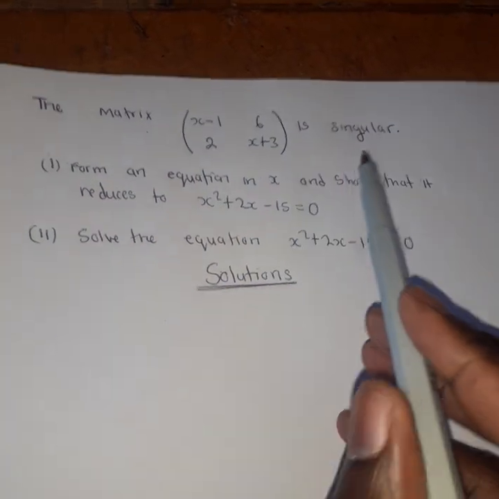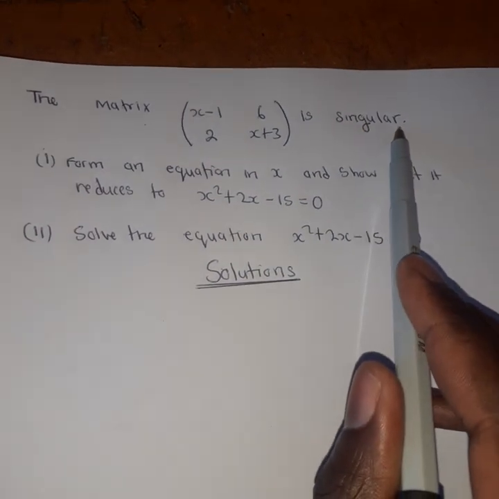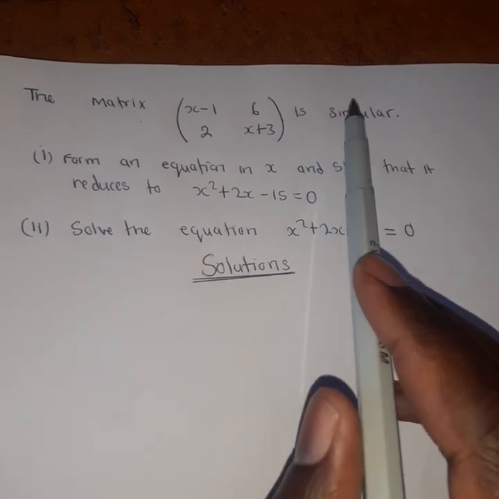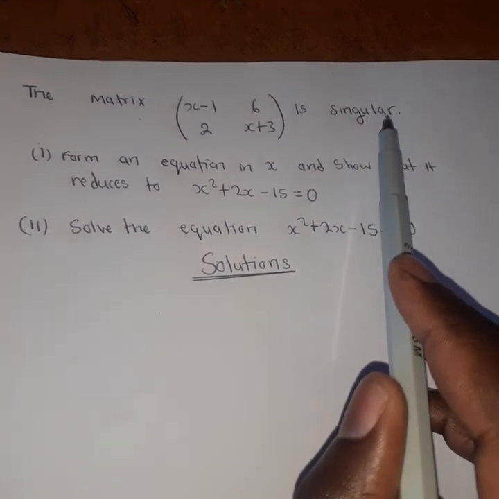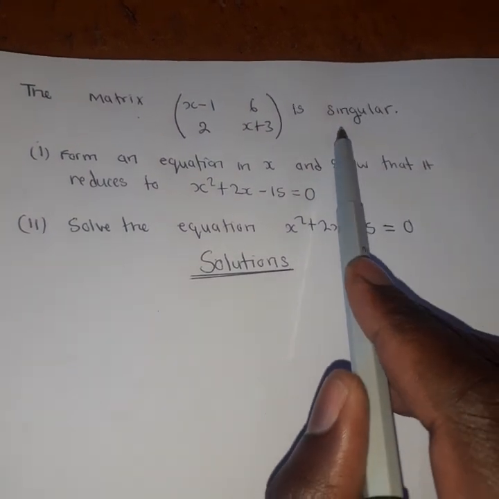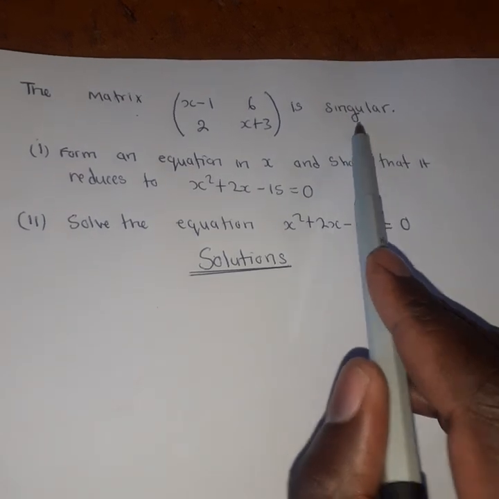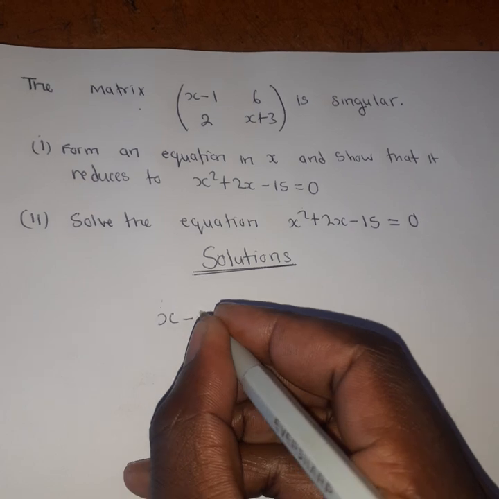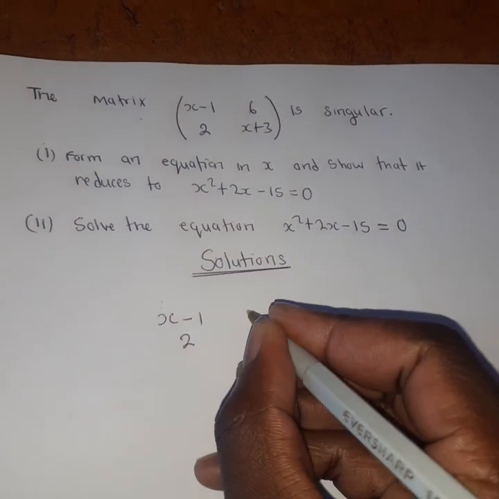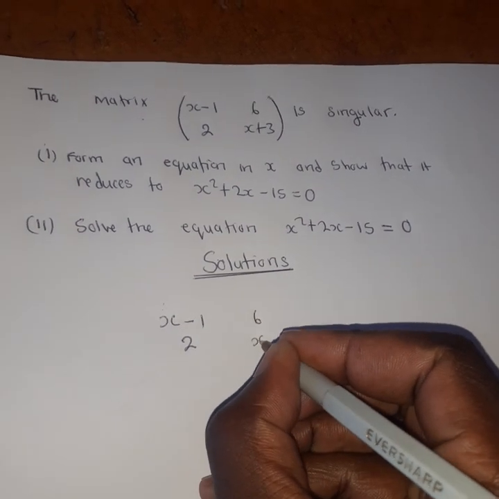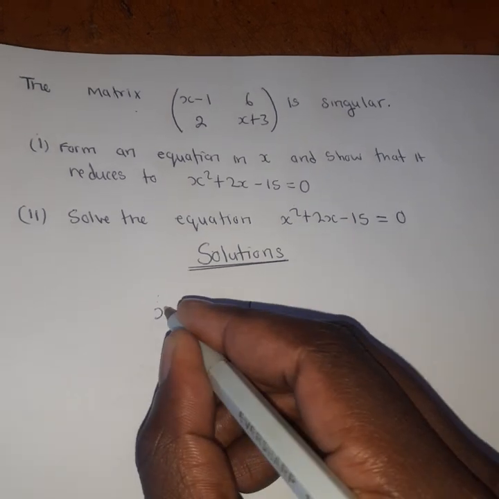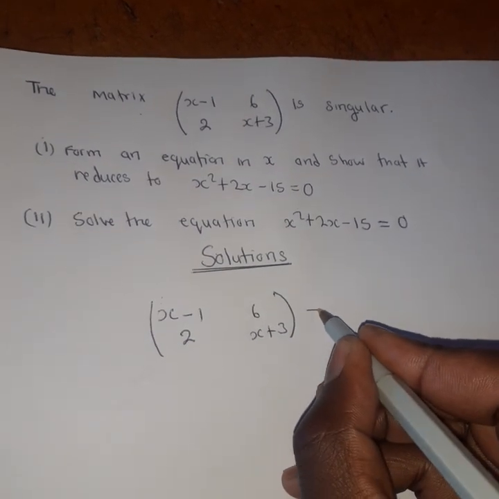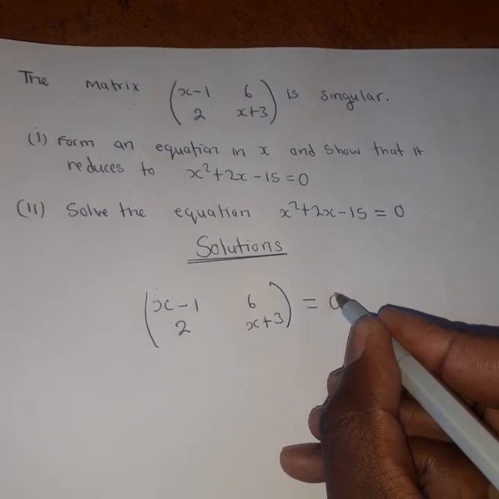So, solution. A singular matrix is a matrix without an inverse. A singular matrix is a matrix with determinant 0. So what are we going to do? We are going to take the matrix [x minus 1, 2; 6, x plus 3]. Like I said, it is a matrix with determinant 0, so we're going to set the determinant equal to 0.